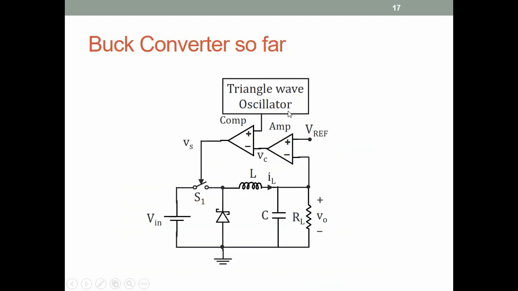So we put this circuit back in our buck converter. So we had the amplifier. Now we put a comparator and a triangle wave oscillator. And now this Vs is a square wave whose duty cycle is determined by Vc. And Vc in turn is determined by Vo. And therefore the duty cycle is determined by Vo.